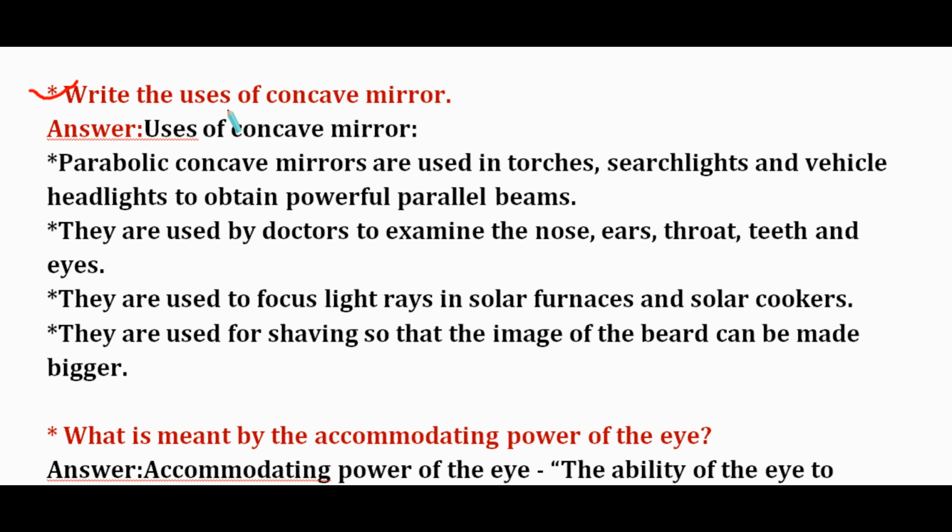Next question, write the uses of concave mirror. Uses of concave mirror. Parabolic concave mirrors are used in torches, searchlights, and vehicles' headlights to obtain powerful parallel beams. They are used by doctors to examine the nose, ears, throat, teeth, and eyes. They are used to focus light rays in solar furnaces and solar cookers. They are used for shaving so that the image of the face can be made bigger.